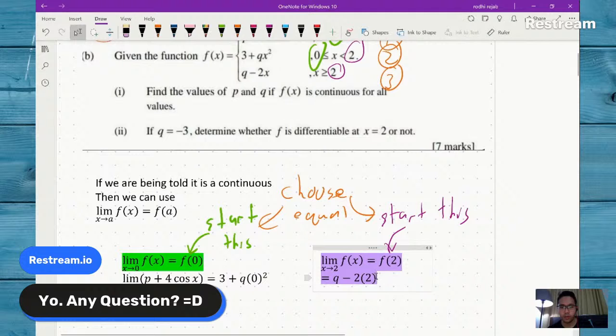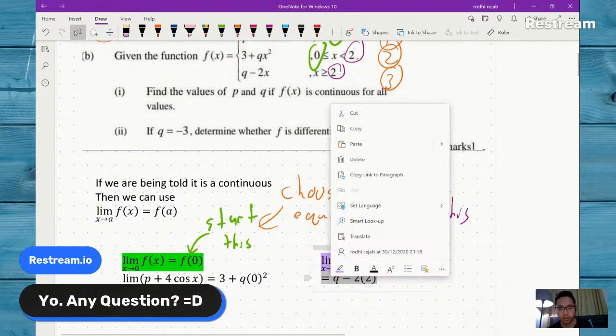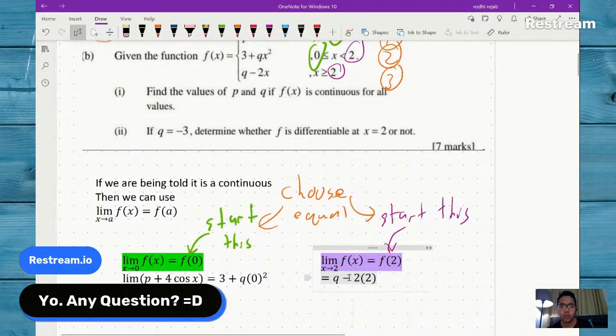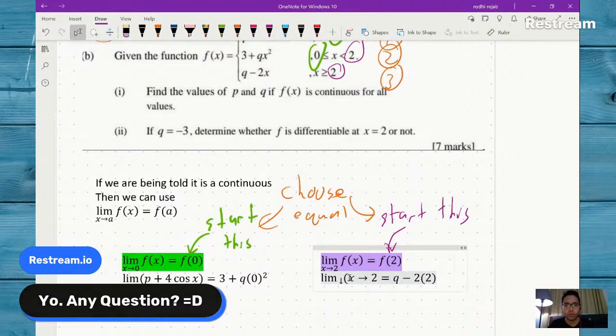Are you guys following me? Is it okay? Understandable? If you don't understand, just let me know. That one is x to 2. The opposite, so it's equation 2.